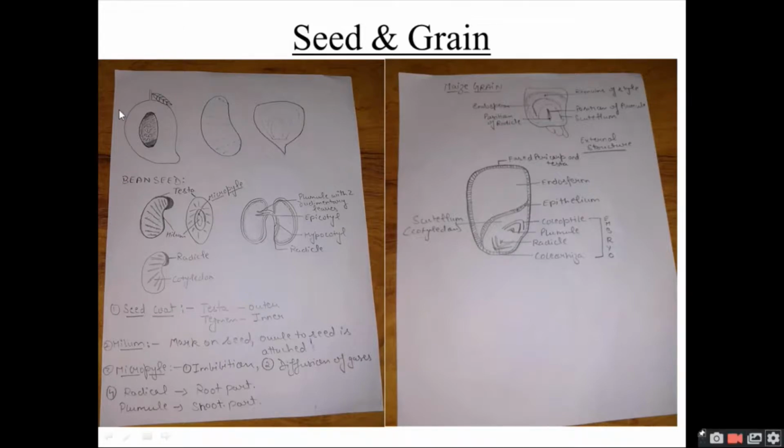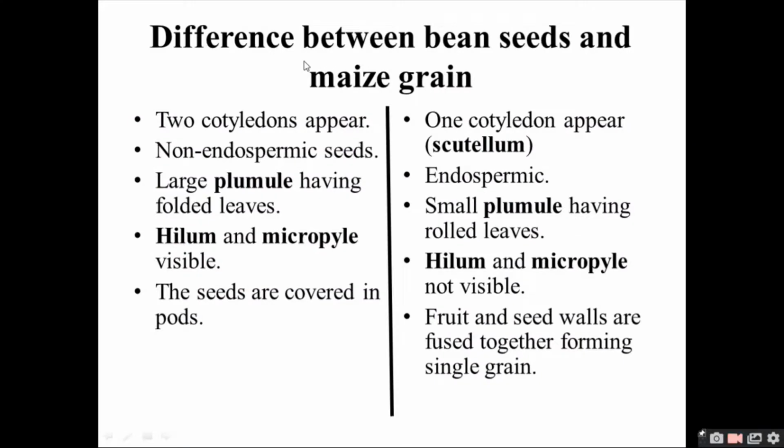Now moving on to next part, which is the difference between bean seed and maize grain. So what we had discussed from the diagram, this is the theory part. So two cotyledons appear in bean, and one cotyledon appears in maize, which is scutellum. Bean seeds are non-endospermic, and the seeds of maize grain are endospermic. Plumule is large in case of bean seeds, and they have folded leaves, and maize has a small plumule having rolled leaves. The structures are different for both maize grains and bean seeds.